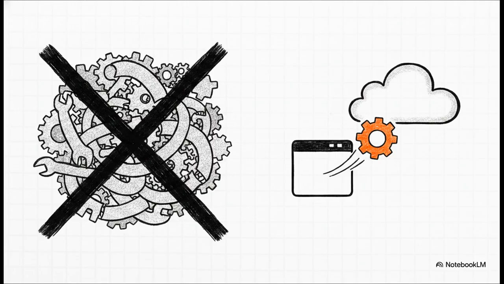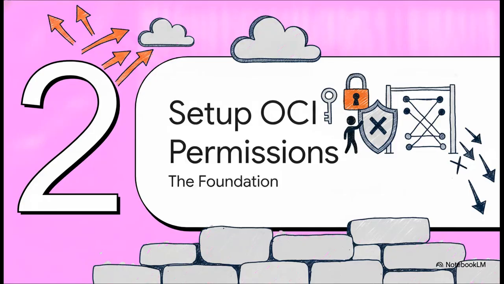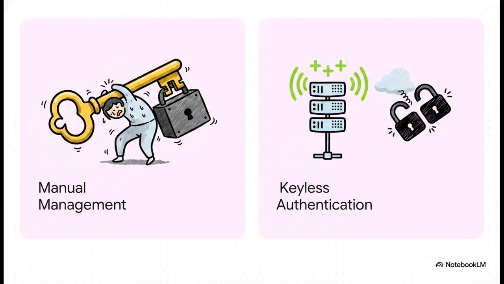Moving right along to Section 2, setting up OCI permissions, the foundation. Because look, you can't just shove data into the cloud unannounced. You need the correct identity and access management policies established by an admin first, or your requests are just going to bounce right back. Now, when it comes to authentication, you generally have two paths.